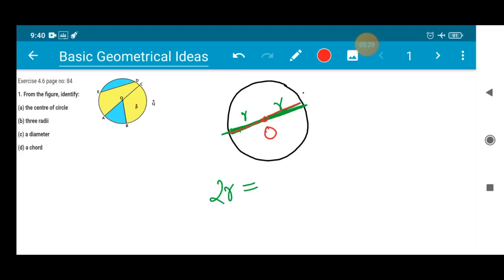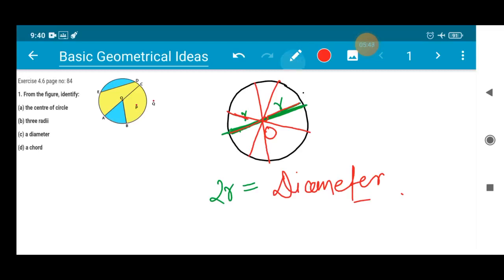If the two radii are meeting, and they are crossing through the center, like this over here, if it is passing through the center, then this will be considered as diameter. Diameter value is 2r, right? Okay, so what is diameter? Diameter is a line segment.